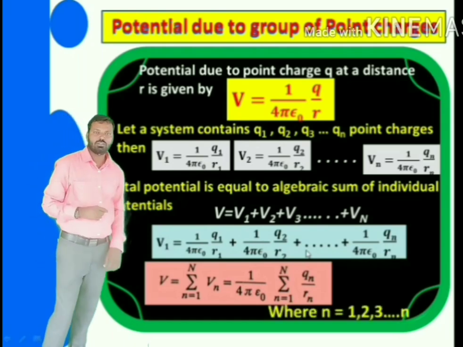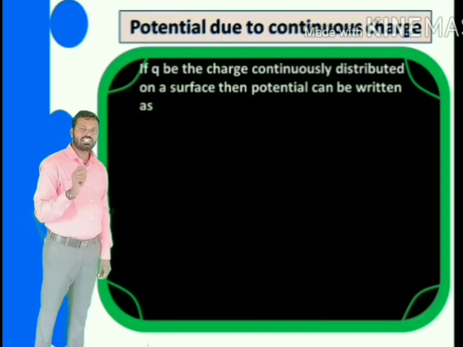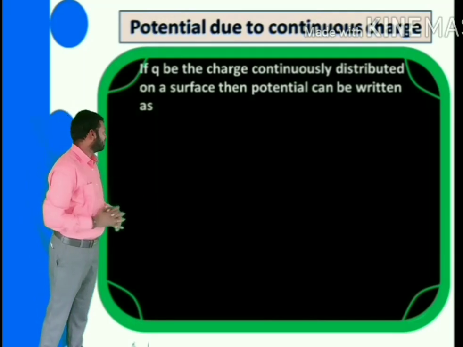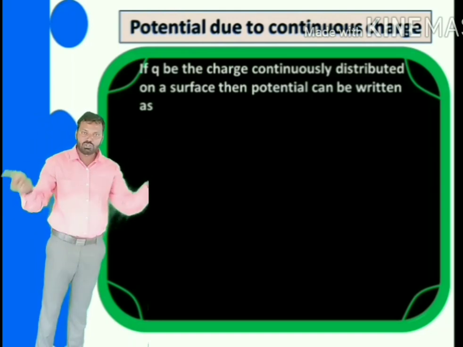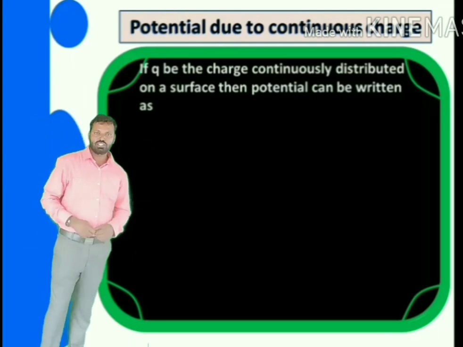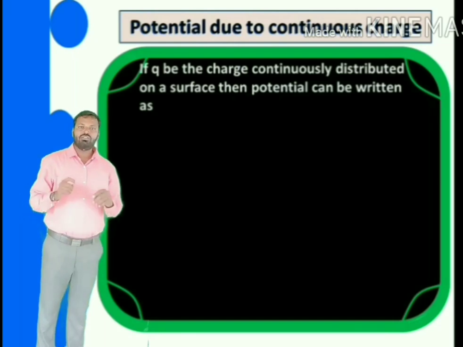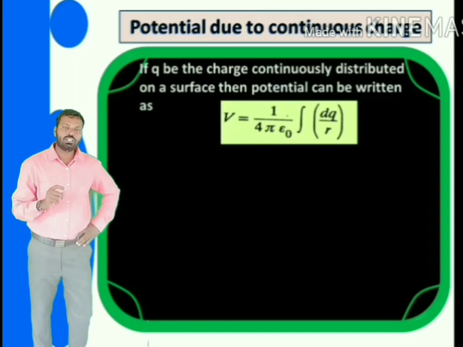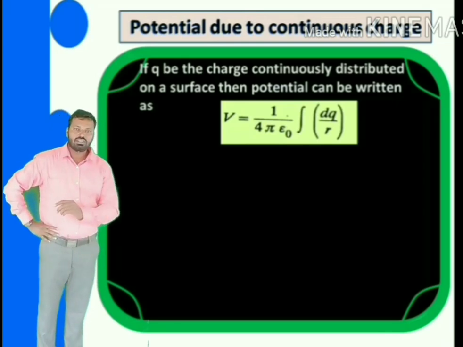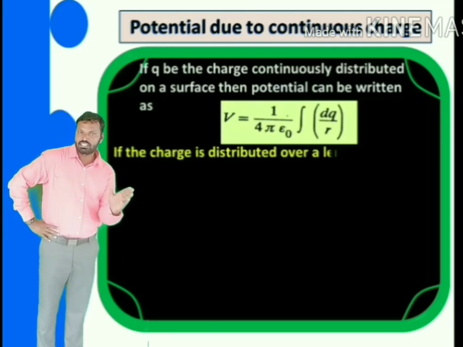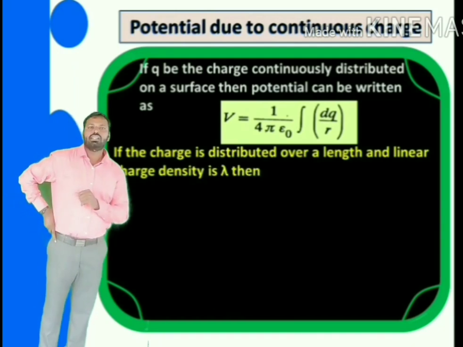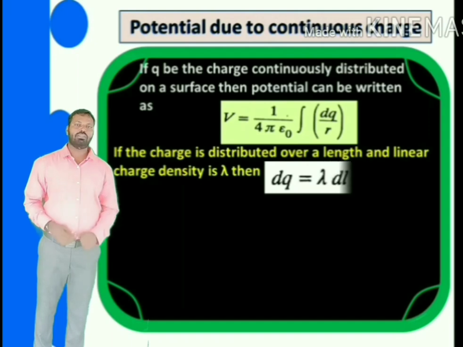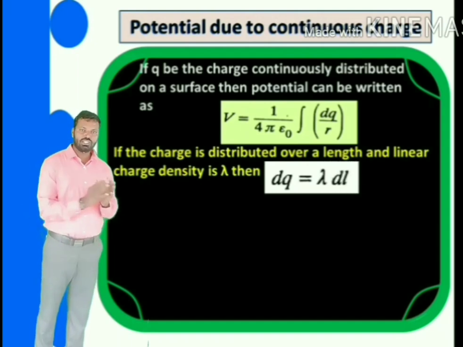Next, potential due to continuous charge distribution. If the charge is not discrete point charges, if I have a continuous uniform charge distribution, in that case V is equal to 1 by 4 pi epsilon naught integration dq by r. If the charge is distributed over a length, then we have to use linear charge density lambda. In this case, dq can be written as lambda into dl.